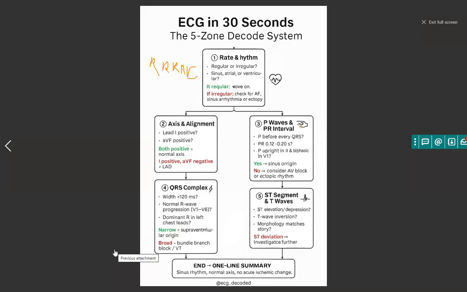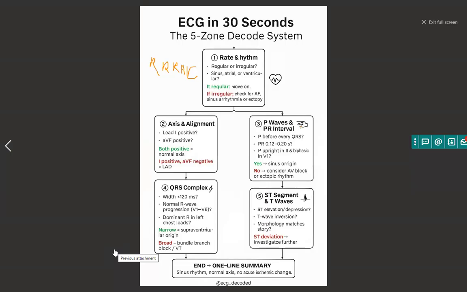And under intervals, you want to check your QRS width, right? And you're looking at, is there an LVH? But what I wanted to bring up here was a bundle branch block. So you know that in your left bundle branch block, you have your William Marrow, and in your right bundle branch block, you have your Marrow William.